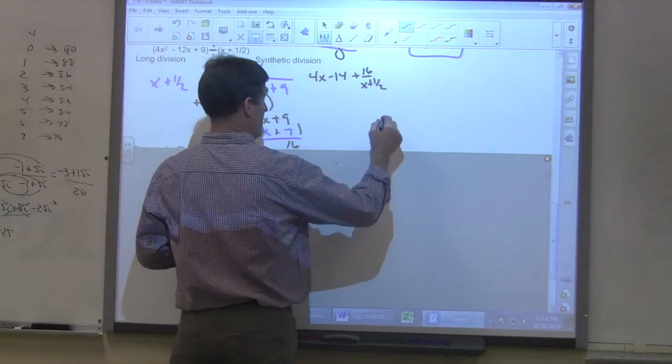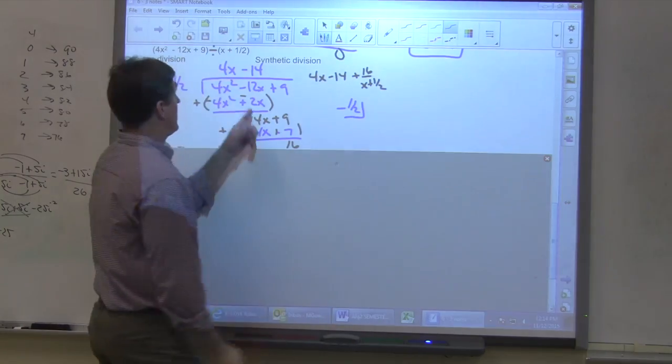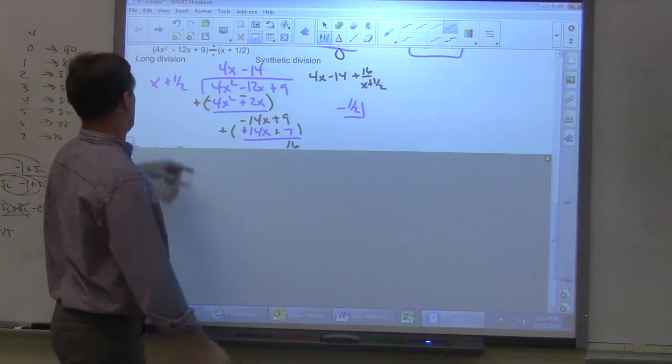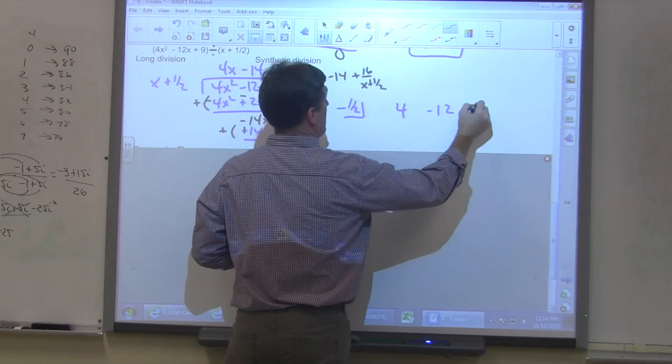Synthetic division, key is the opposite of this, so negative 1/2. Then our coefficients, 4, negative 12, and 9.